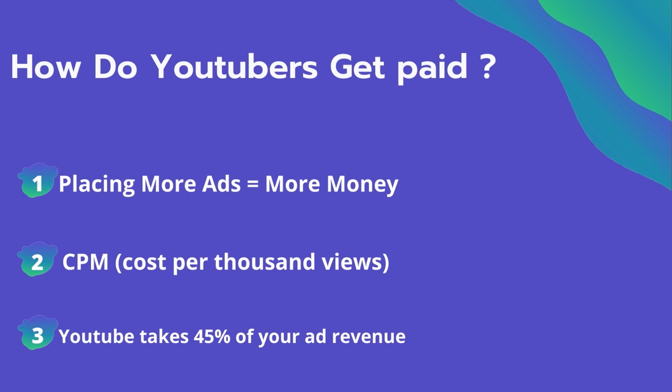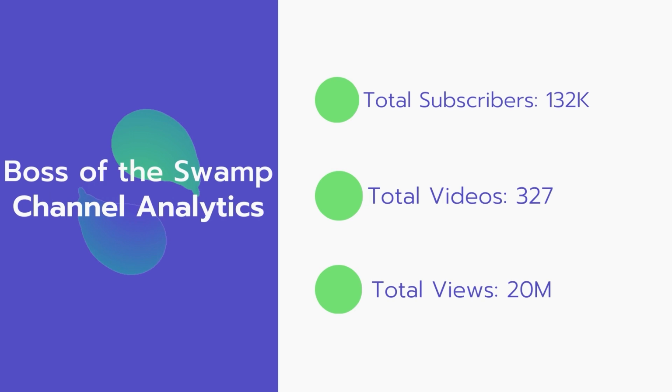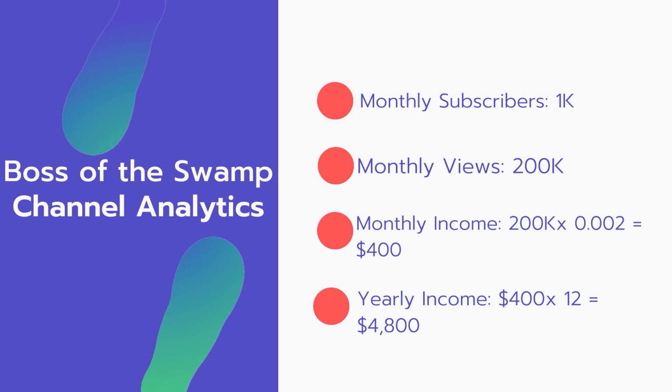Now let's go over Boss of the Swamp channel analytics. Total subscribers 132,000. Total videos 327 videos. Total views 20 million. Now for the monthly subscribers, 1,000 subscribers every month. Monthly views 200,000. And now for the income.